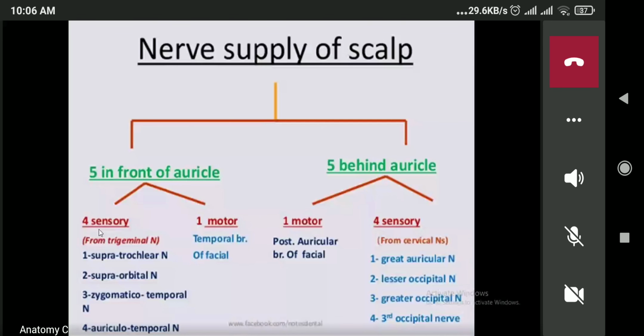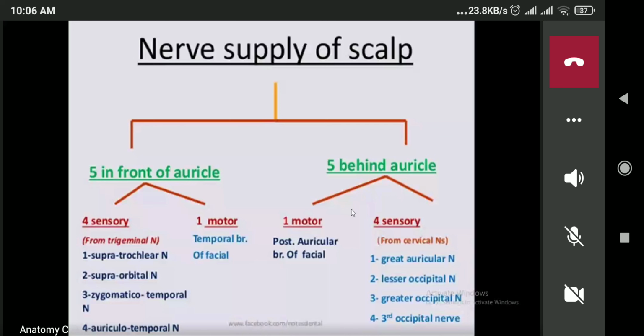The first ones are the supratrochlear and supraorbital nerves, branches of the ophthalmic division of the trigeminal nerve; the zygomaticotemporal nerve, a branch of the maxillary division of the trigeminal nerve; and the auriculotemporal nerve, a branch of the mandibular division of the trigeminal nerve. The only motor nerve is the temporal branch of the facial nerve.